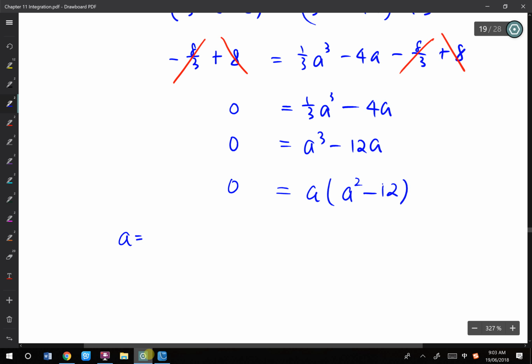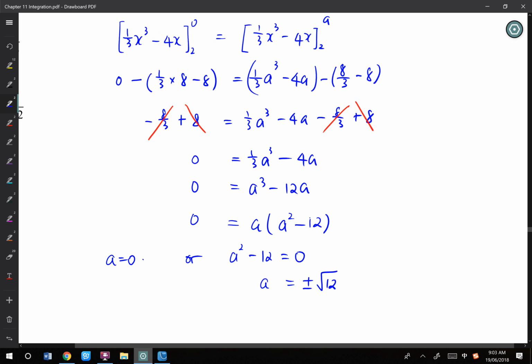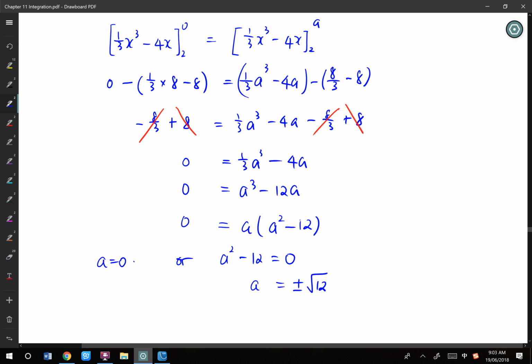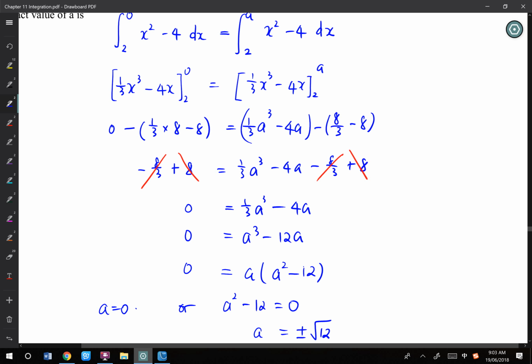So you either have A equals 0, or you have A squared minus 12 equals 0. So A equals plus or minus root 12. Because A is positive, we take the positive root 12.